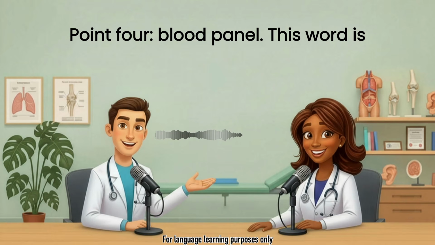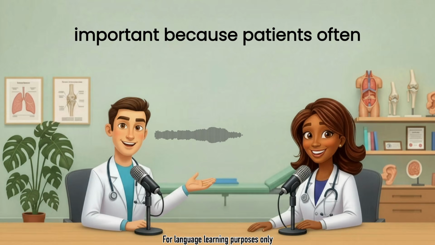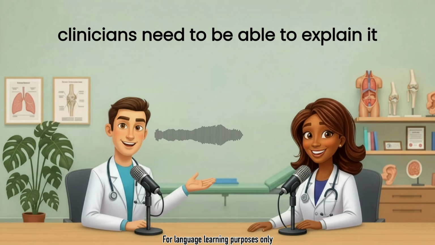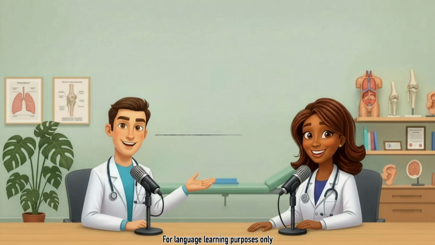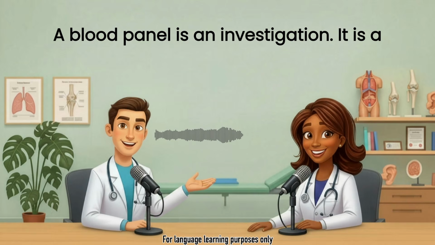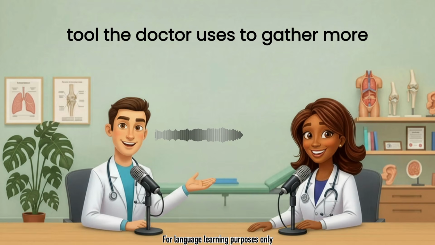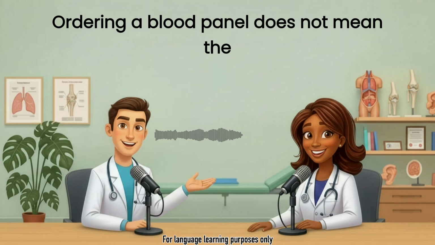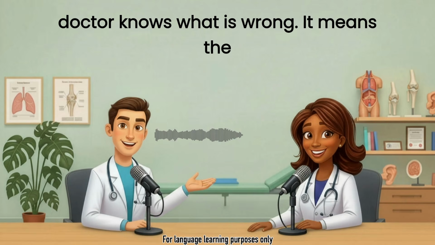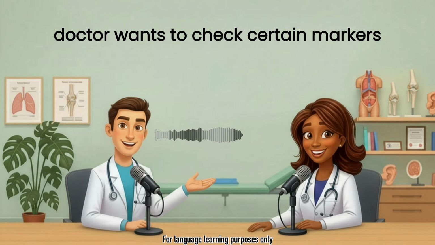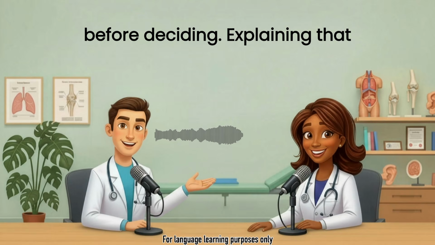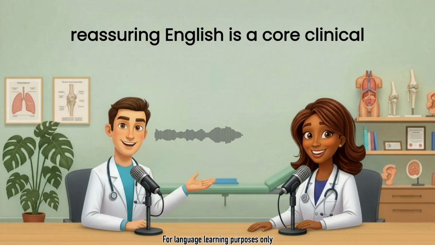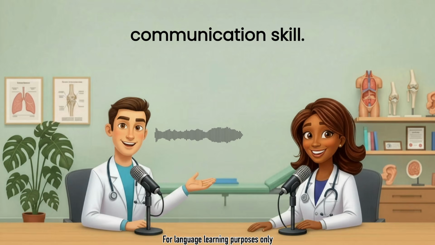Point 4. Blood panel. This word is important because patients often misunderstand what it means, and clinicians need to be able to explain it clearly. A blood panel is an investigation. It is a tool the doctor uses to gather more information. It is not a diagnosis. Ordering a blood panel does not mean the doctor knows what is wrong. It means the doctor wants to check certain markers before deciding. Explaining that distinction to a patient in plain, reassuring English is a core clinical communication skill.